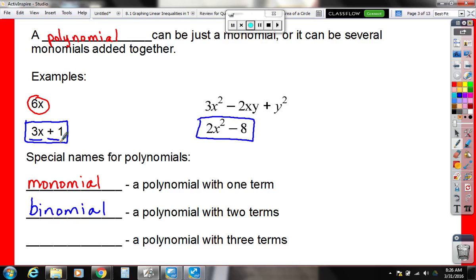So these both have 2 terms. This has 3x and positive 1. This has 2x squared, negative 8. So they are both binomials. And the last one is a trinomial. A trinomial is a polynomial with 3 terms. So the last polynomial that we have up there is a trinomial. These are the classifications that we're going to use most often in this class. We'll be talking a lot about binomials and trinomials. So I'll probably do a vocabulary thing on the wall just because there's a lot of vocabulary that you need to know as we talk through this unit.